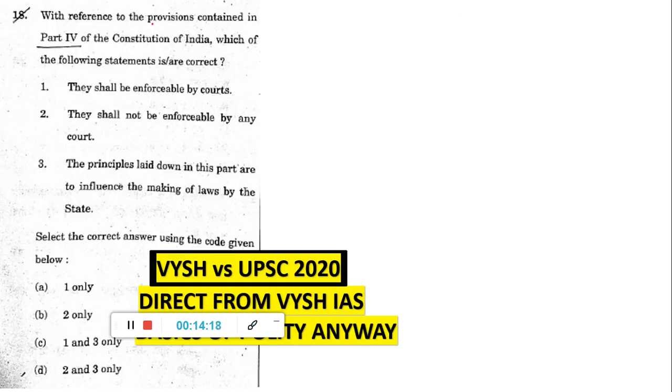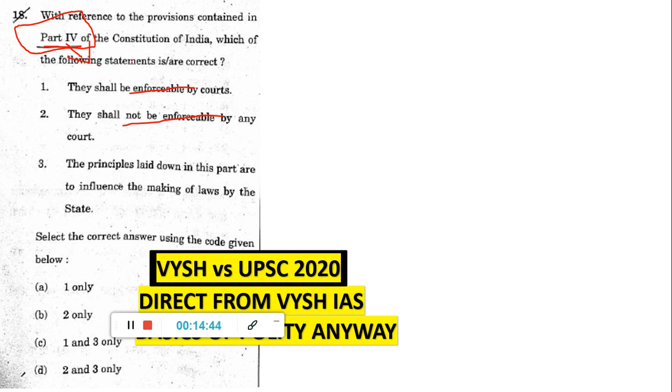Question number 18, with reference to the provisions contained in Part 4. Here you just had to know that Part 4 is DPSP. That is very basic. Like Part 3 is Fundamental Rights, Part 4 is this, Part 4A is Fundamental Duties. You have to know that basic thing, and your options are even sillier. Here they say they shall be enforceable by court, they shall not be enforceable by court. So obviously one of them has to be wrong. That is what they are testing, whether you know that Part 4 is DPSP or not.